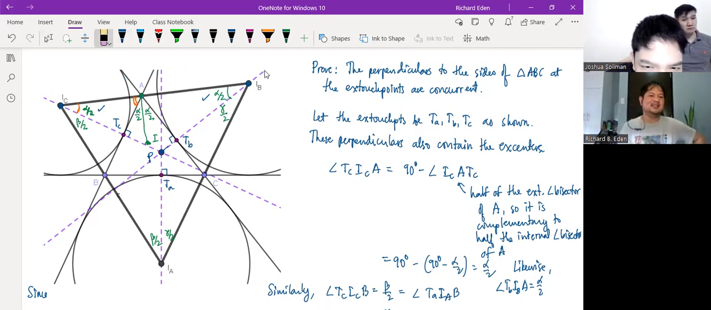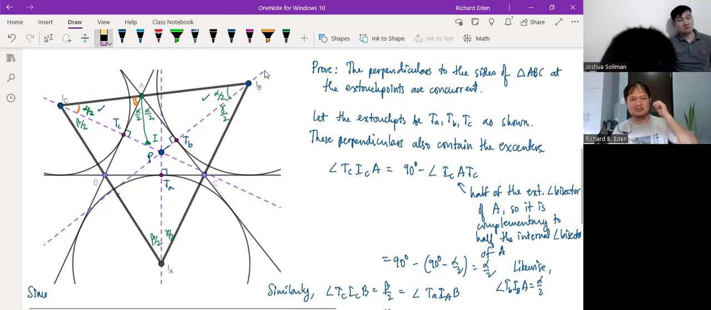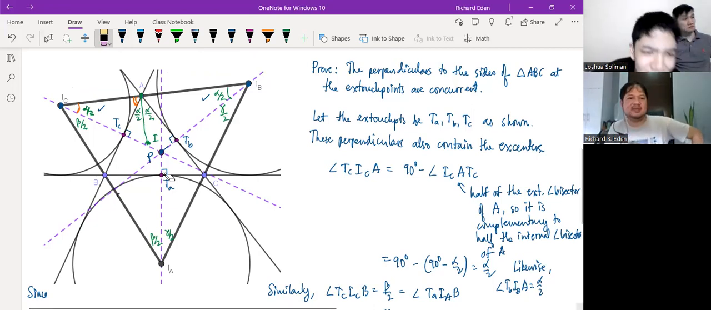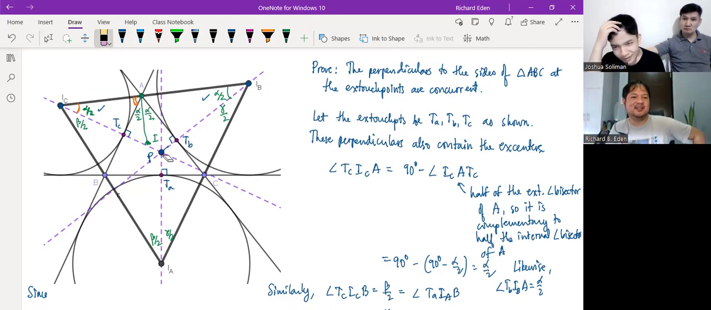P is which means P is the what? What is equidistant? Yeah, P is equidistant from 3 points. It means it is the center of the... It's the circumcenter? Yeah. Let's check.